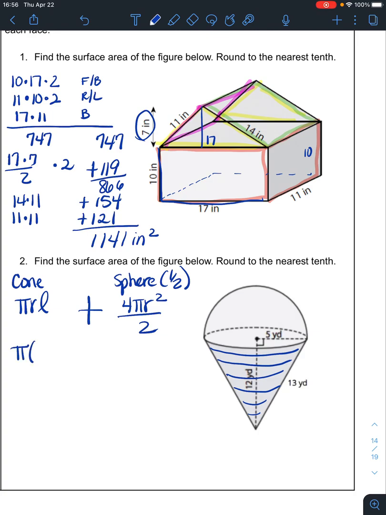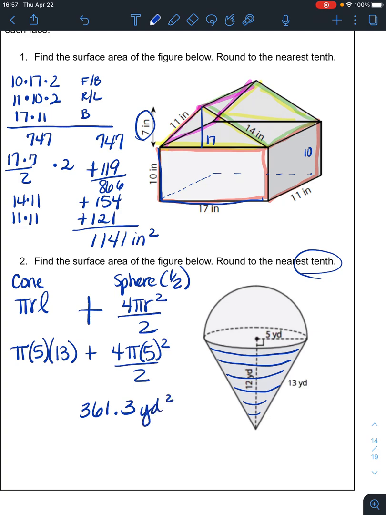So now we can just plug in our numbers. Pi times the radius, 5, times the slant height, 13, plus 4 times pi times the radius, which is 5 squared, divided by 2. You can type this in on your calculator just like that. So pi times 5 times 13 plus 4 times pi times 5 squared divided by 2. And it says round to the nearest tenth. And so we have 361.3, and that would be yards squared.